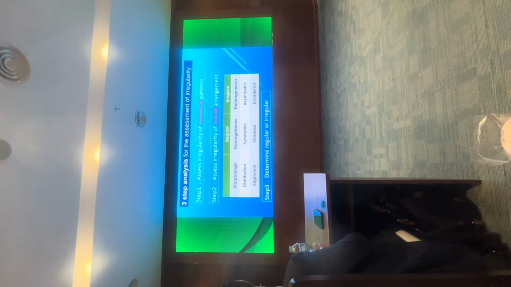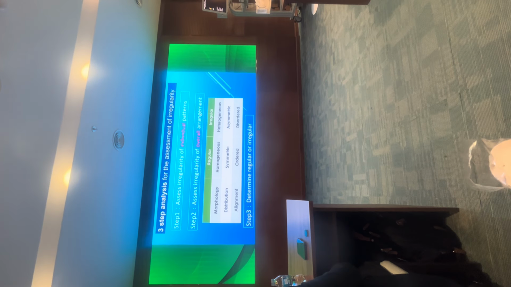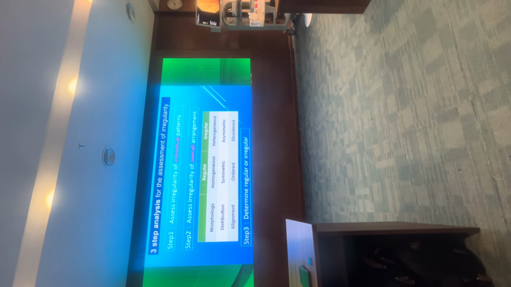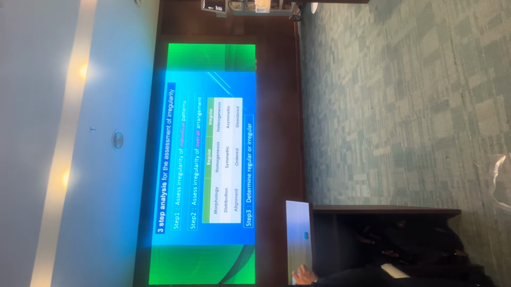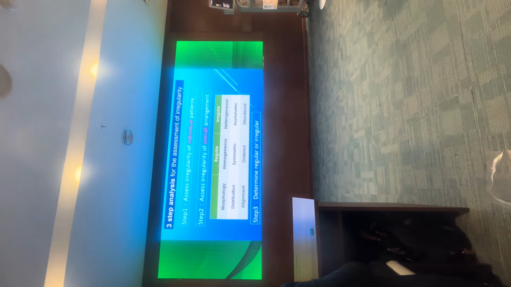Professor Yao, my teacher, recommends a three-step analysis for assessment of irregularity. This slide shows the three steps. Step 1, we assess the irregularity of individual patterns. Next, we assess irregularities of the overall arrangement as for morphology, distribution, and alignment.